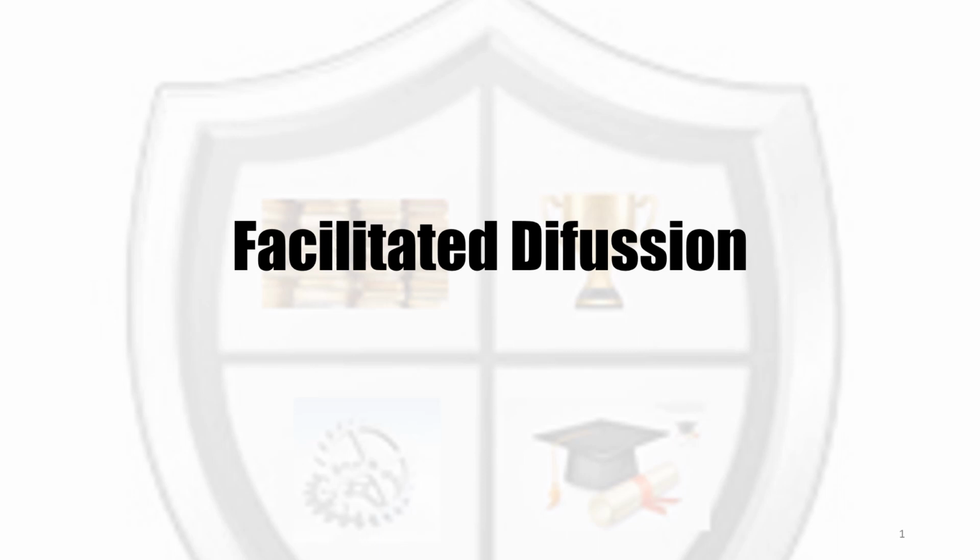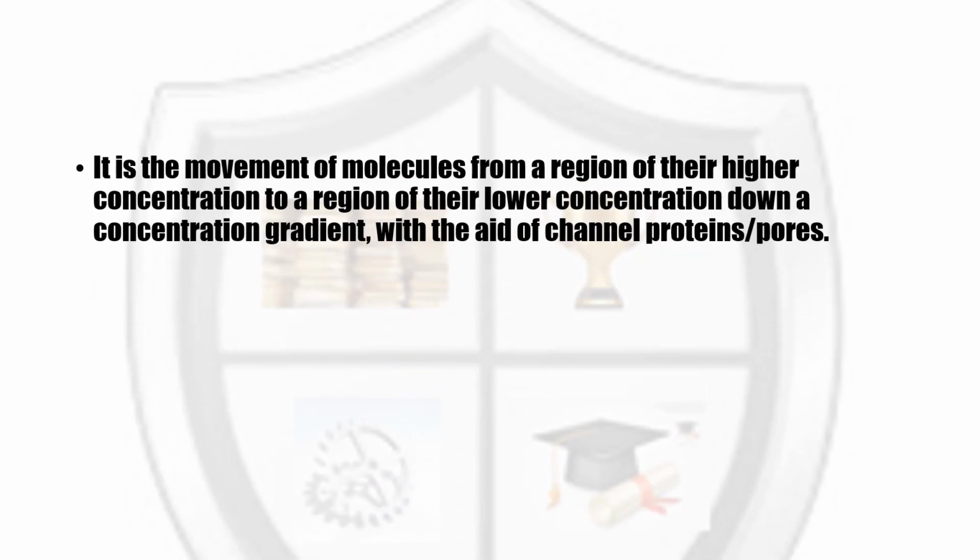Now we're going to look at facilitated diffusion. From the term facilitated diffusion, we can see it is a form of diffusion that is facilitated. It's defined as the movement of molecules from a region of their higher concentration to a region of their lower concentration, down a concentration gradient, with the aid of channel proteins or pores.